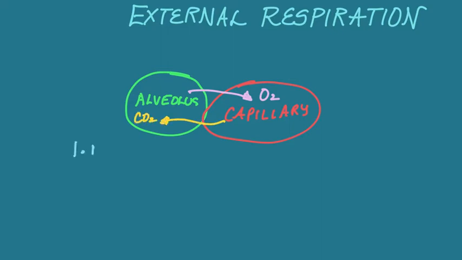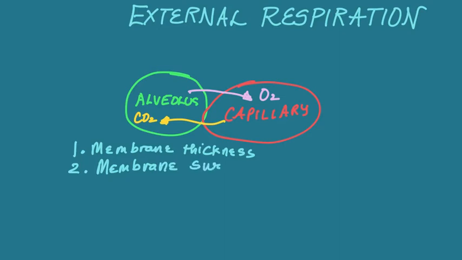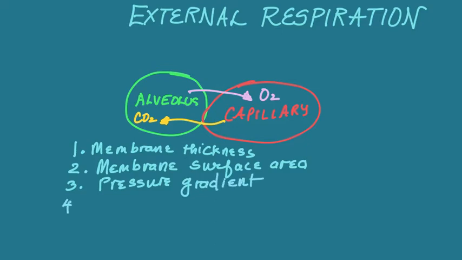There are 5 factors that affect simple diffusion, and they also affect external respiration. Membrane thickness, when it increases, decreases the speed of diffusion. Membrane surface area, when that increases, also increases the speed of diffusion. The third factor is pressure gradient. When the pressure gradient is high, the speed of diffusion increases.